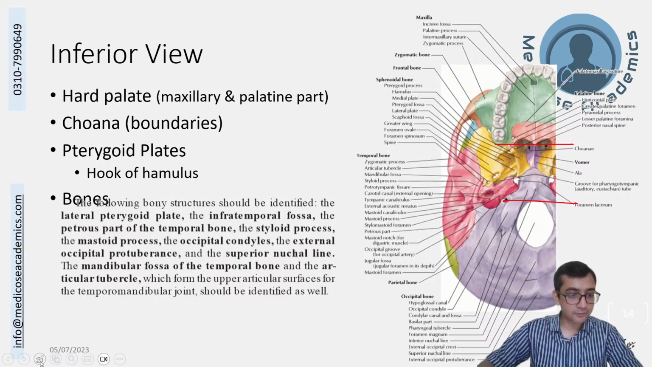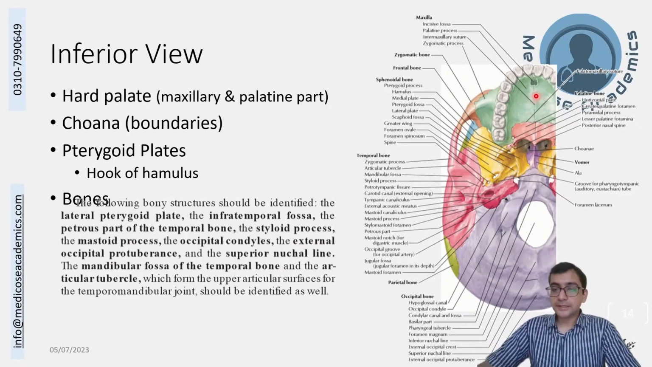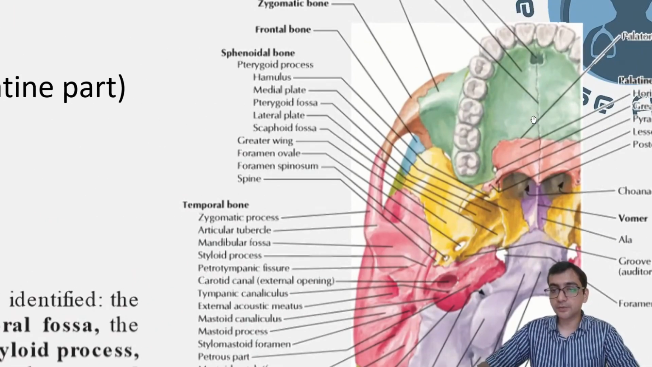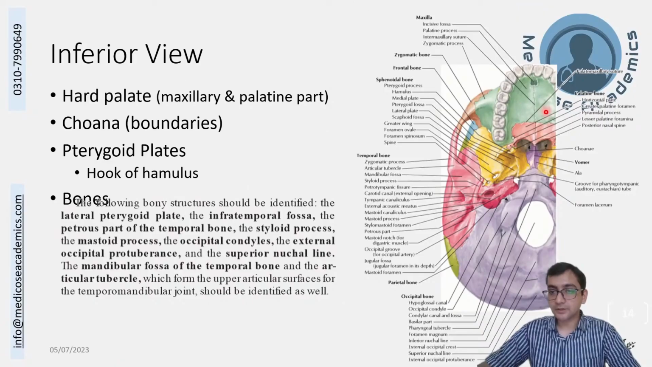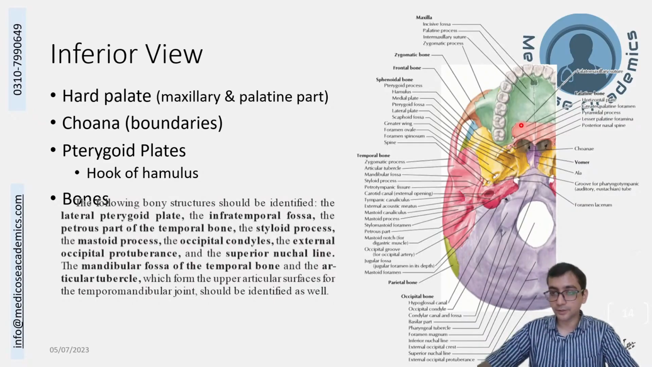Oh, I just remembered that we did not discuss the external occipital protuberance. Okay, we will cover that also. So let's see what the hard palate is. You can see from the color coding, the hard palate is made up of two bones. The one shown in green is the maxillary bone, and this is called the palatine process of the maxillary bone. And the one shown in red orange is the palatine bone, and that is called the horizontal plate of the palatine bone.